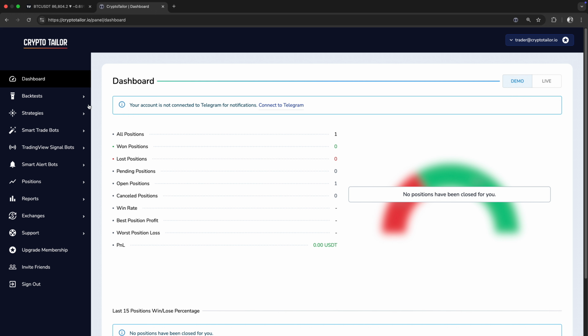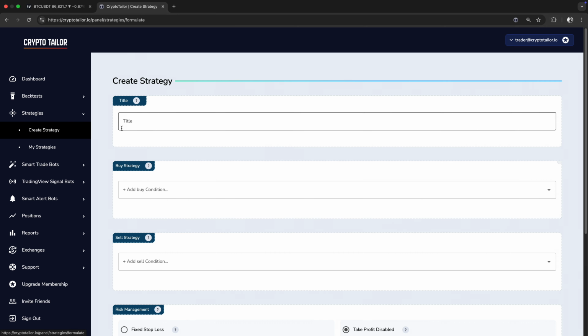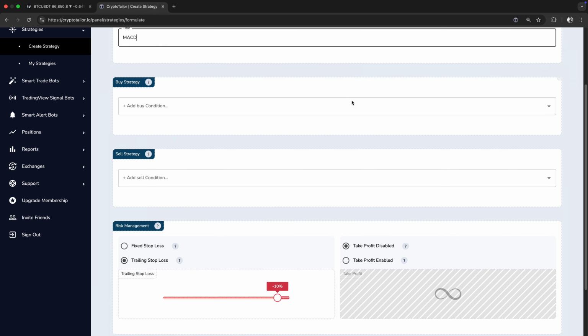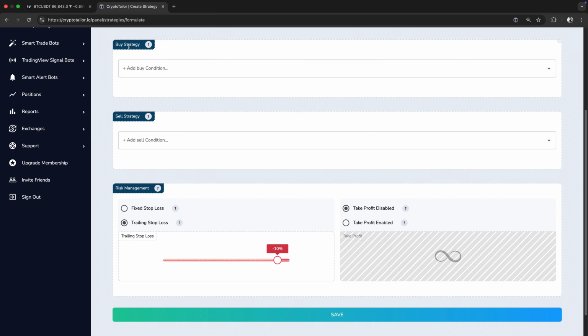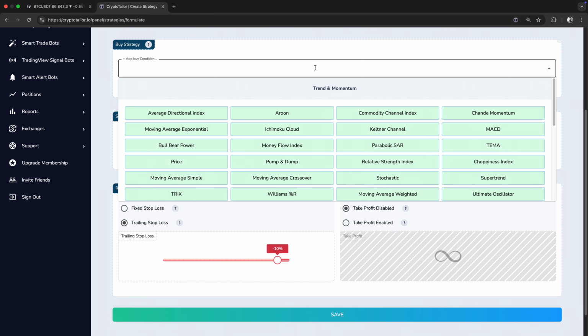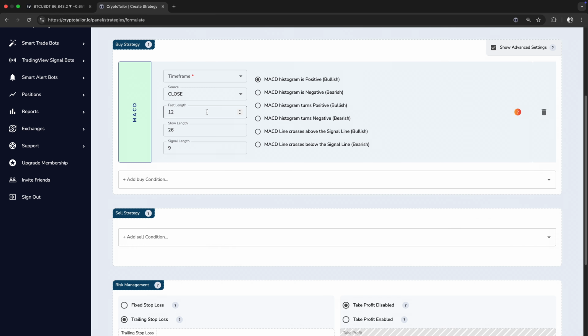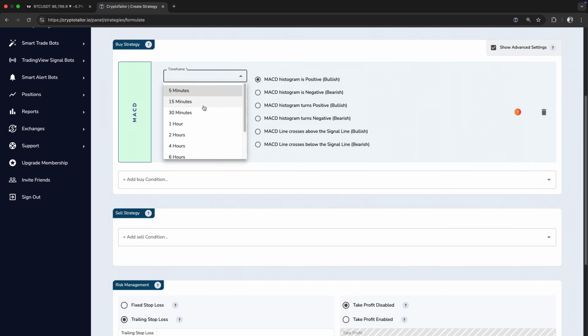Okay, let's first create our strategy from the left menu. Begin by selecting a title for your strategy. I'll simply call mine MACD. Next, we need to define our buy conditions. From the available options, select MACD. After that, choose the time frame you'd like your strategy to operate on. For this example, I'll pick the 8-hour time frame. Finally, for the buy condition, select MACD line crosses above the signal line, commonly known as the golden cross.